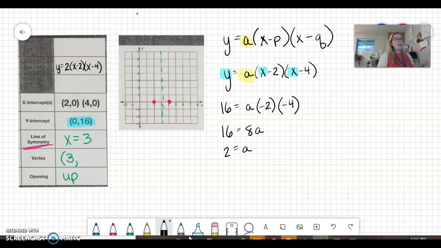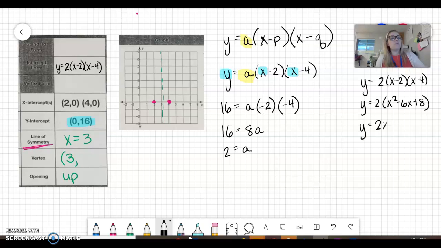Once I have it in factored form, everything else kind of falls into place. So I would go ahead and change this into standard form by multiplying it out. So I've got 2 times x minus 2, and you want to multiply your binomials together. The 2, save it for the very end. So we get 2 times x squared minus 6x plus 8. You can use the box method, you can use FOIL, whatever method works. And then we're going to distribute that 2. And now we see that we have the right y-intercept.